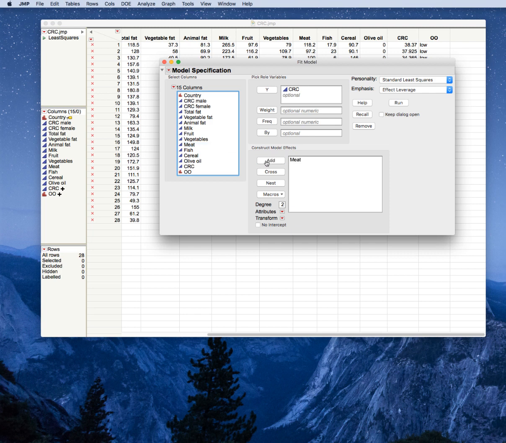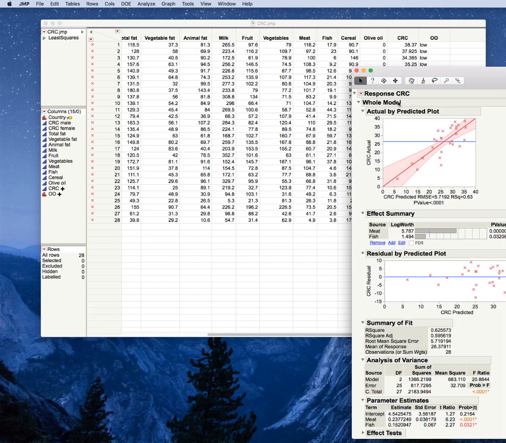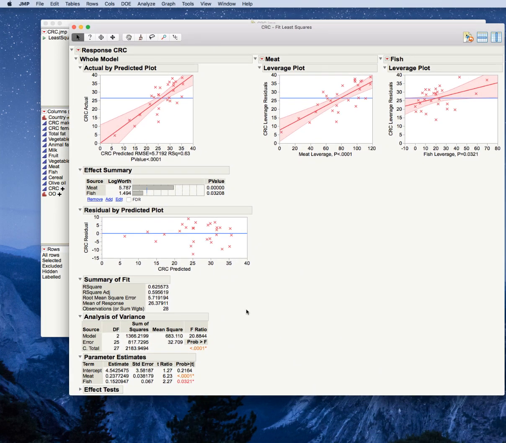Let's put meat and fish into the model together and press run. Now remember, the first thing that we need to look at is this analysis of variance test. Our null hypothesis here, again, is that the average colorectal cancer rate, shown here with this blue line, is the best estimate of colorectal cancer rates. Our alternative hypothesis is that this model is a better predictor of colorectal cancer rates. We use this p-value here in the analysis of variance to answer that question.